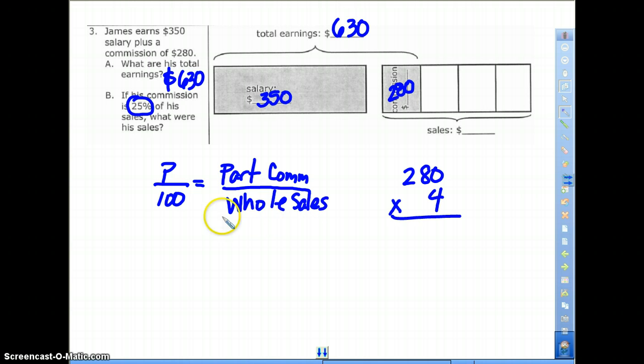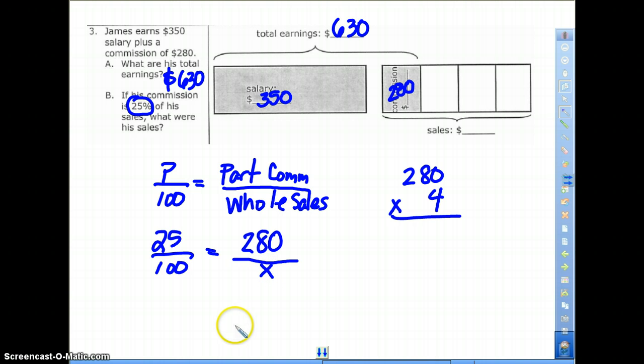Okay, they told us 25%. We know the part that is his commission. We know the commission, and what we're trying to figure out is the whole of his sales. This whole bar right here, X goes here. Okay, I'm going to reduce this fraction. 25 goes into itself once, 25 goes into 100 four times.